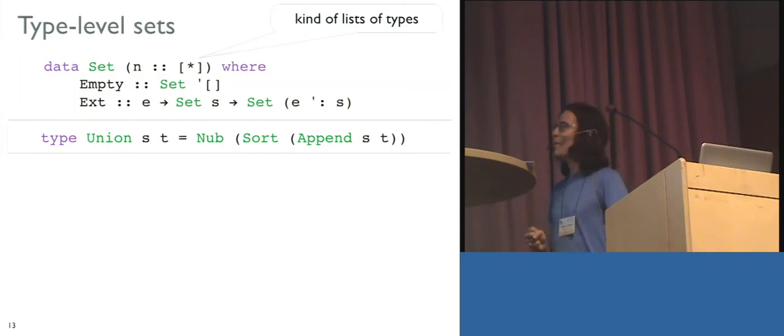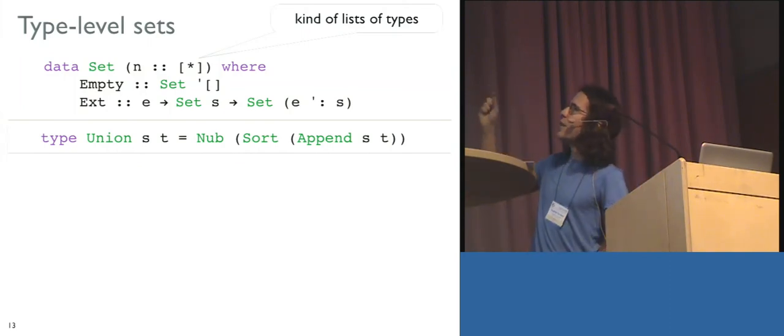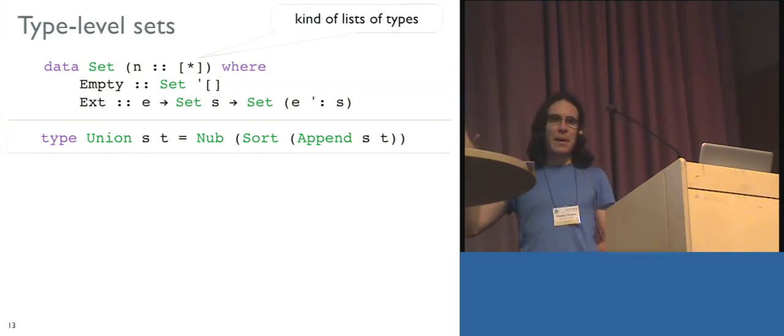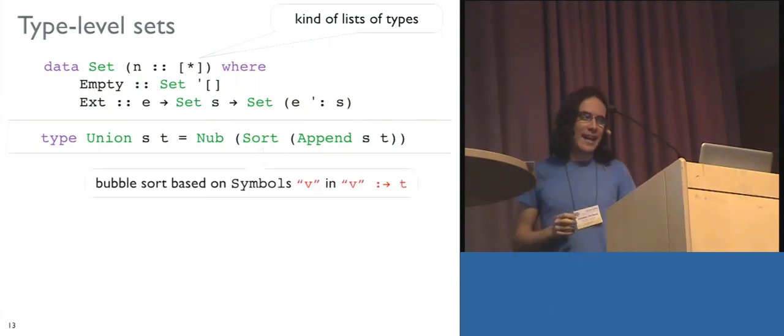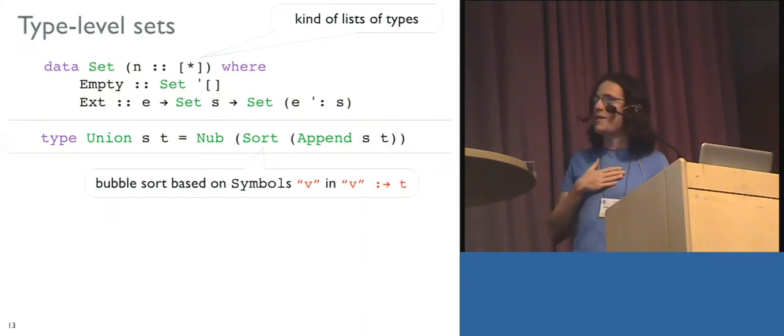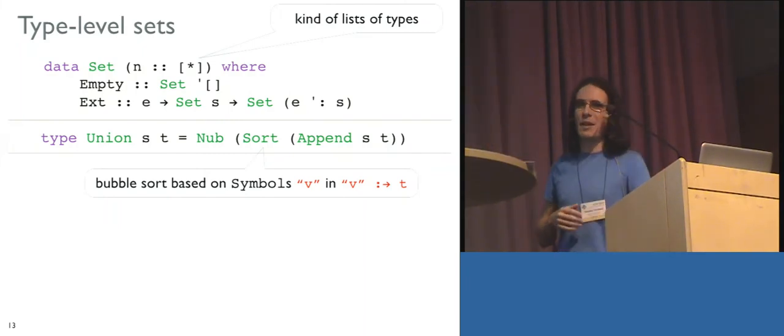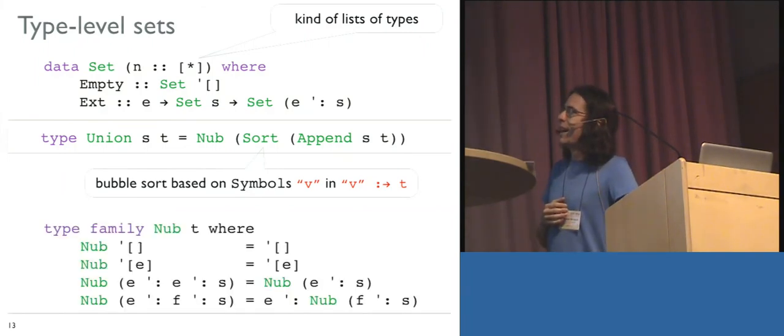So when we take the union, what we're going to do is, the union of two set things is going to be the append, and then the sort, and then the nub, which removes duplicates. And the sort is based on the bubble sort for simplicity, sorting based on the variable parameters. So you can see that in the paper.